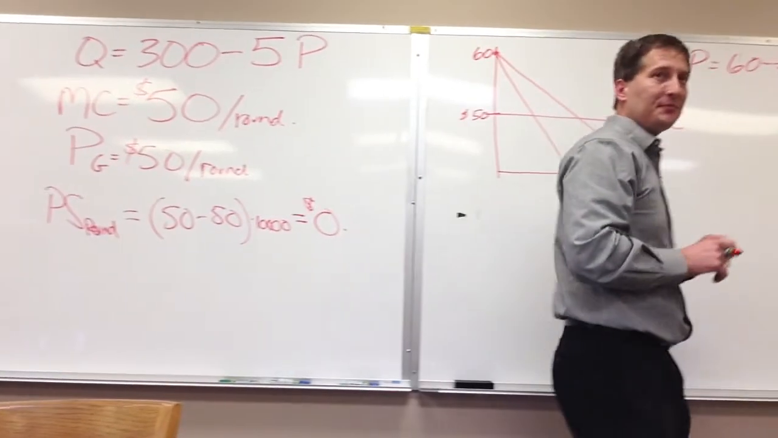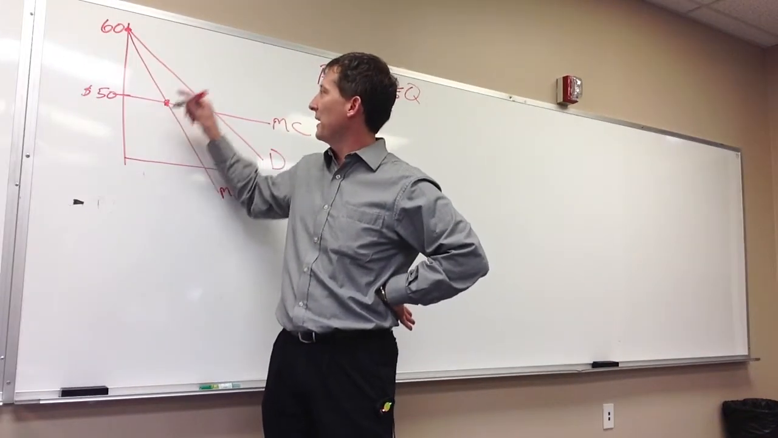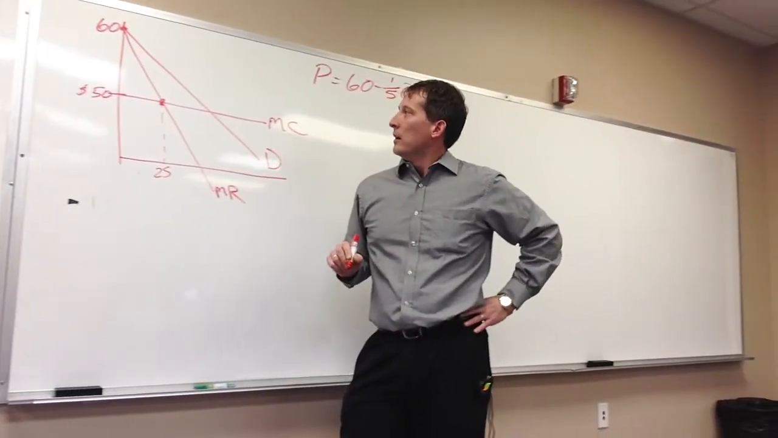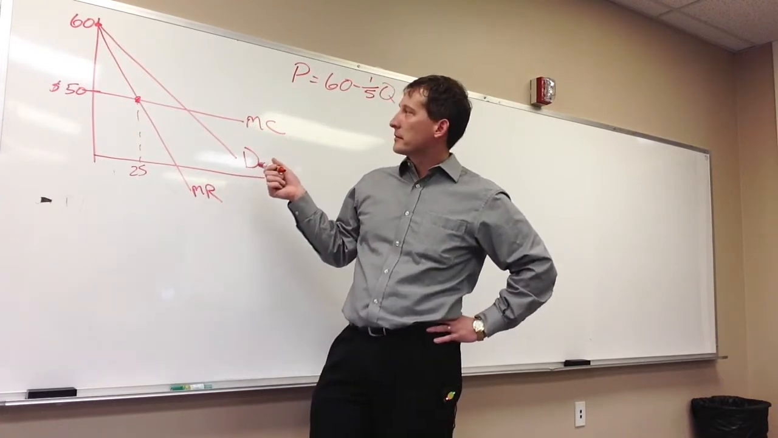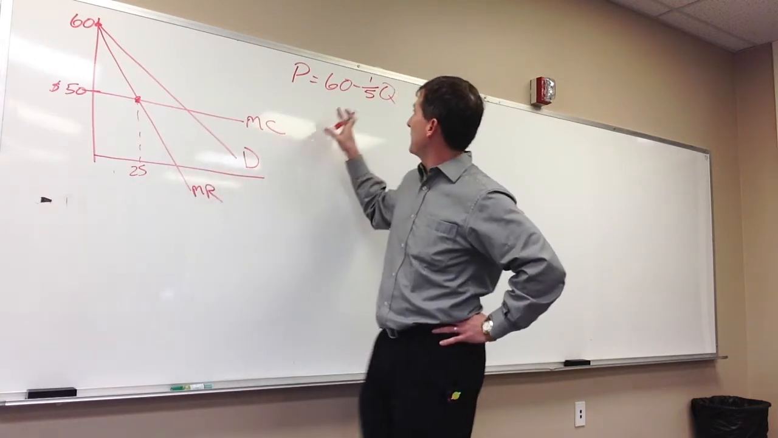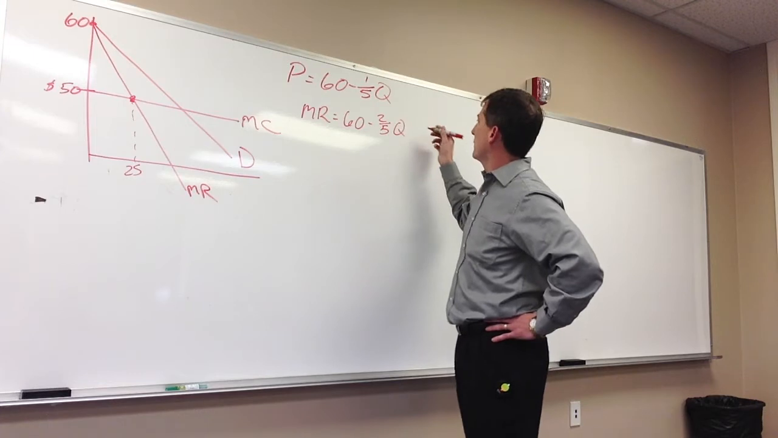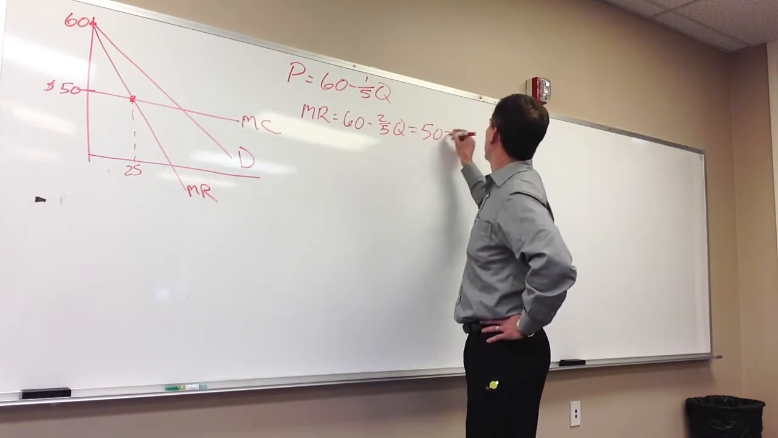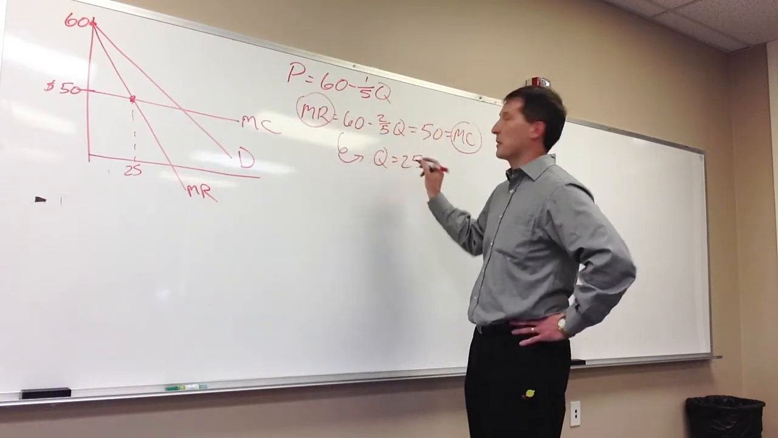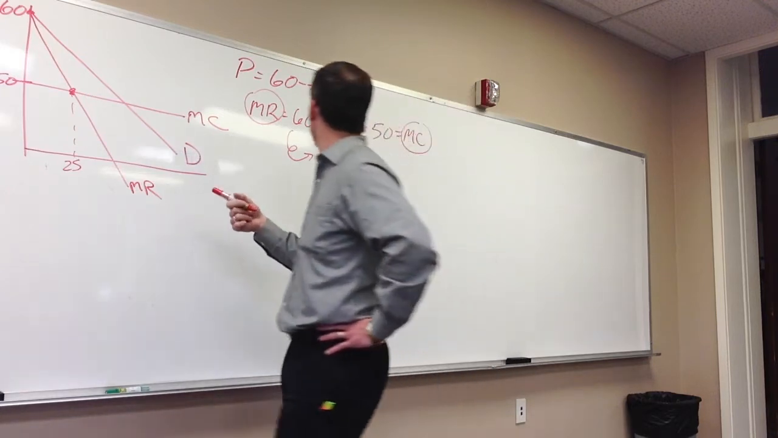Okay, and what were you doing? Okay, and what'd you find out for that? 25. Anybody else do that, or does that sound right? I don't know if it's right or wrong, but is 25 right? So marginal revenue equals 60 minus 2/5 Q, equals 50, because marginal cost equals marginal revenue. Solve this for Q, does that equal 25? Chelsea says it does. I just want to double check.